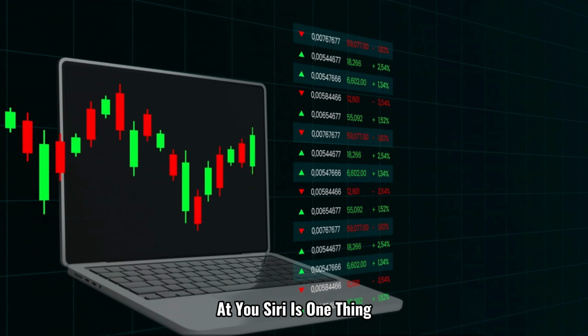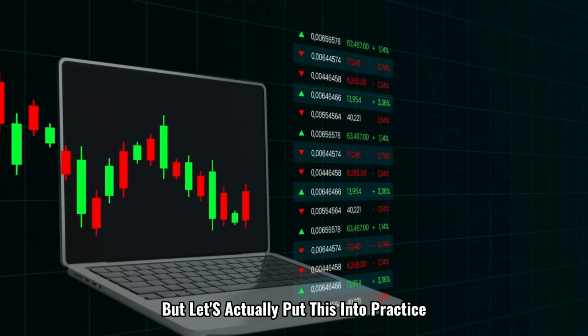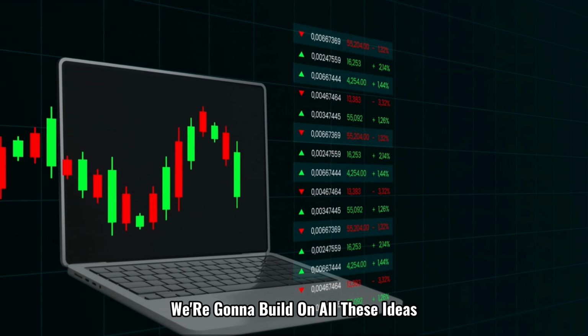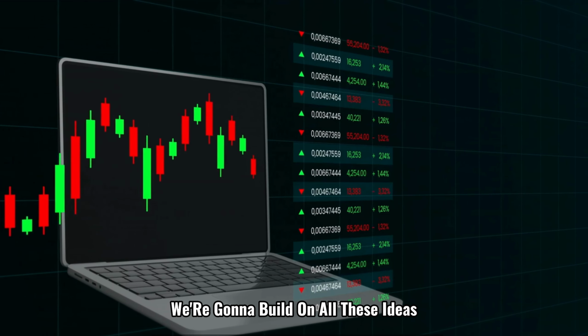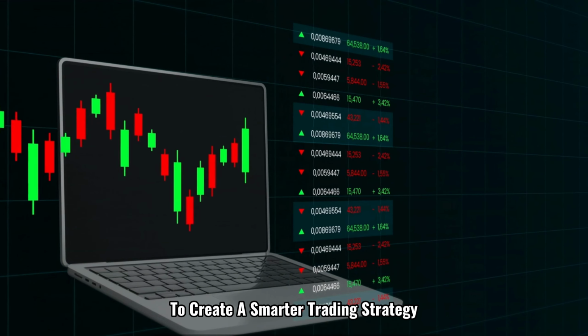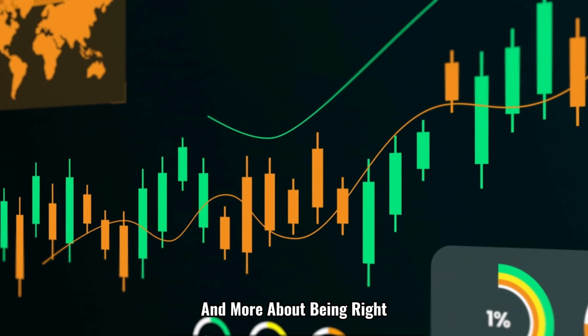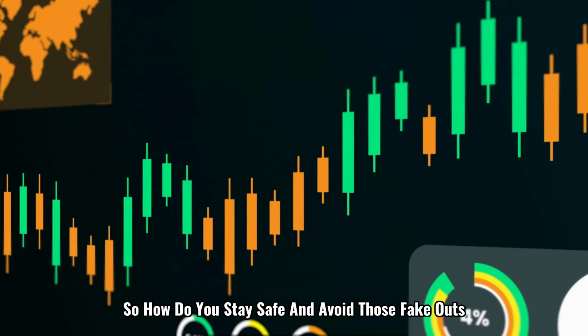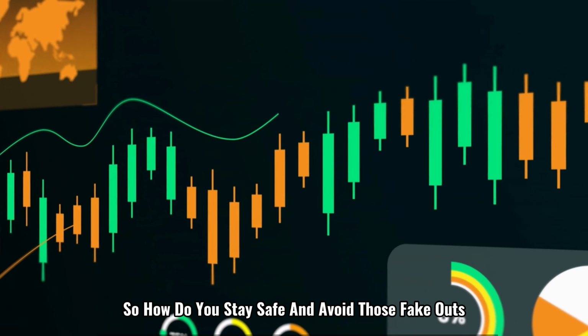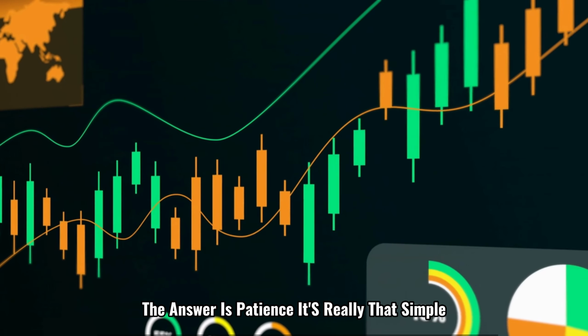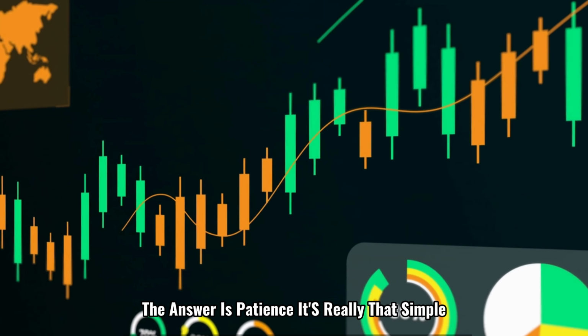Theory is one thing, but let's actually put this into practice. We're gonna build on all these ideas to create a smarter trading strategy, one that's less about being first and more about being right. So how do you stay safe and avoid those fake outs? The answer is patience. It's really that simple.